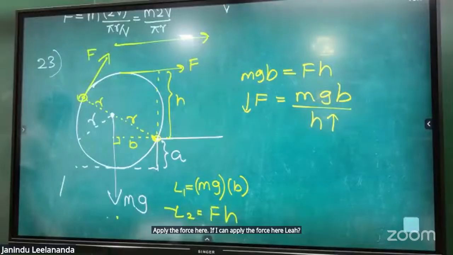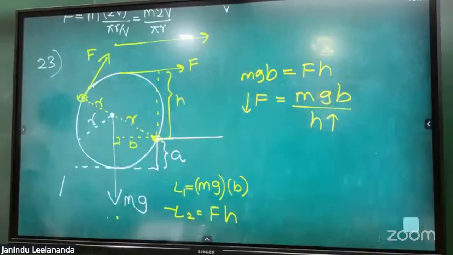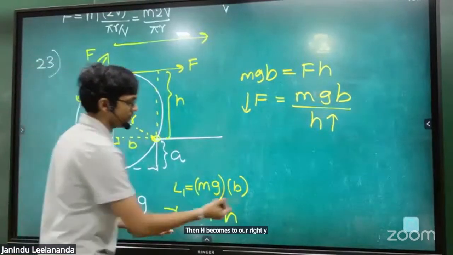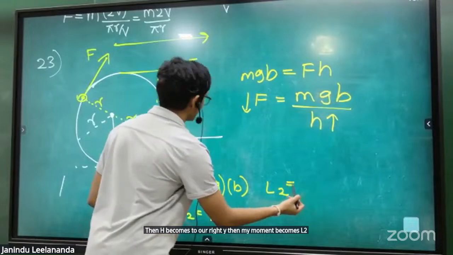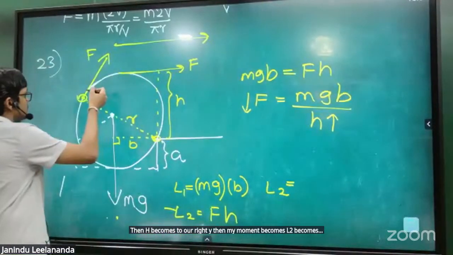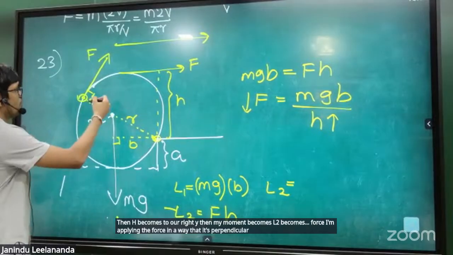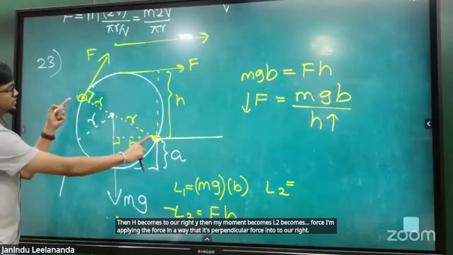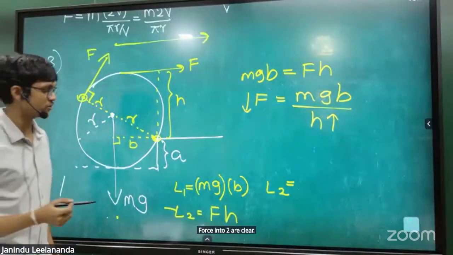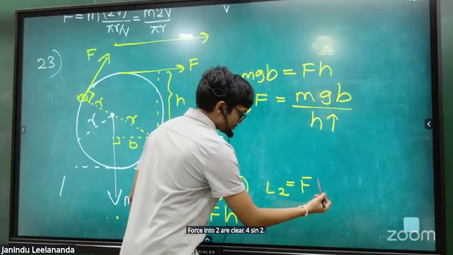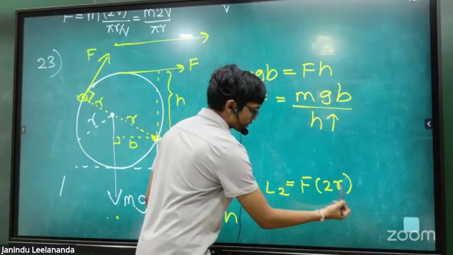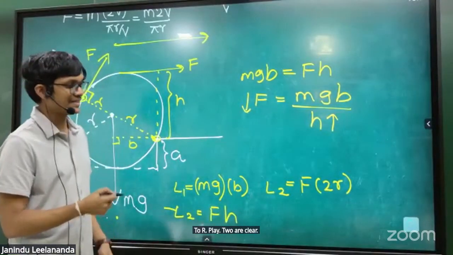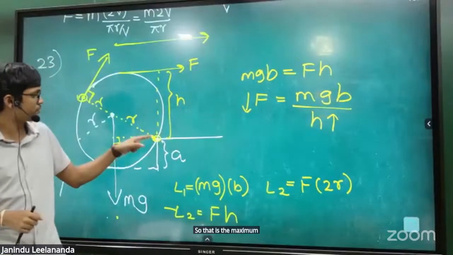If I can apply the force here, then h becomes 2R. My moment L2 becomes force, applied in a way that it's perpendicular, into 2R. Force into 2R, that is the maximum distance I can have from this point.